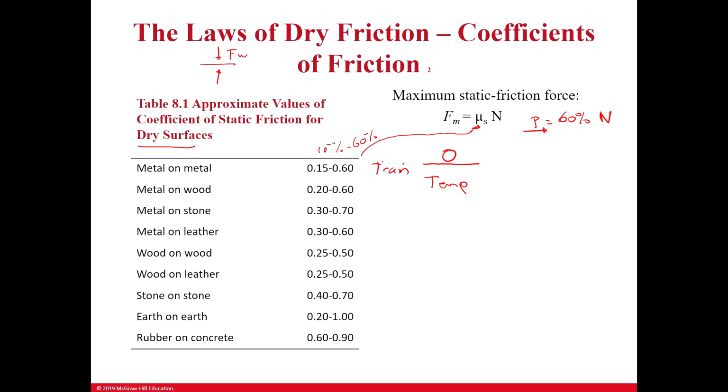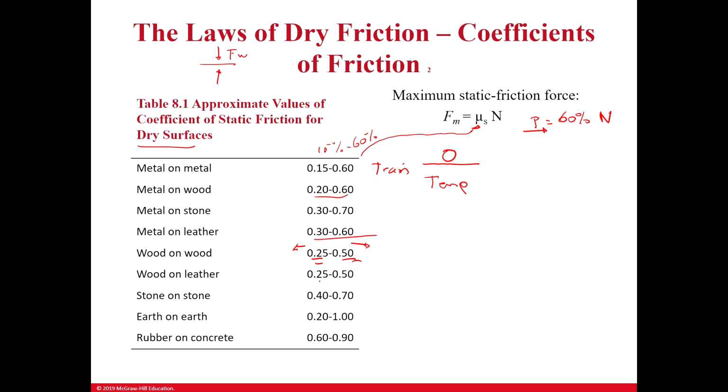Metal on wood, depending also on the type of metal and the type of wood, could be from 20% to 60%. Metal on stone could be up to 70%, meaning that there's a force that has to be 70% of the weight of your system in order to push it. Metal on leather is from 30 to 60%. Wood on wood could be from 25 to 50%. Of course, depending on your application, you want to be on the minimum side or the maximum side. If you want to be able to move things, you want to be on the minimum side. If you want to keep things static, you want to be on the opposite side.